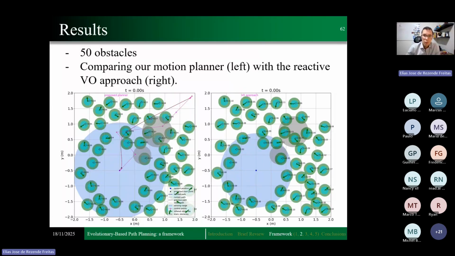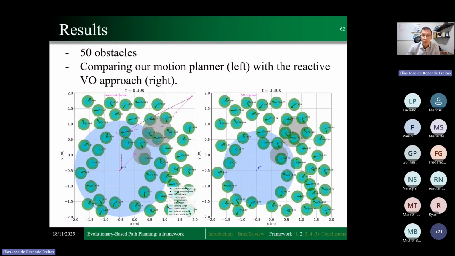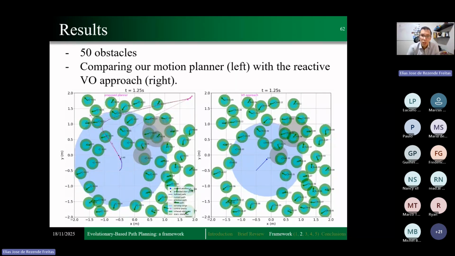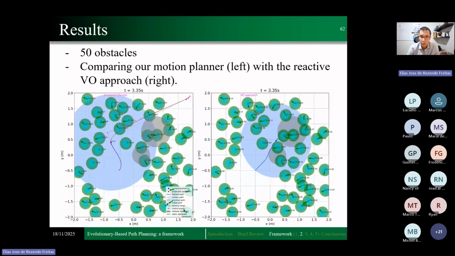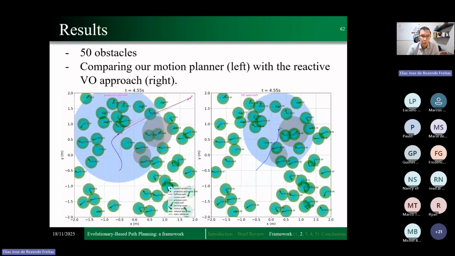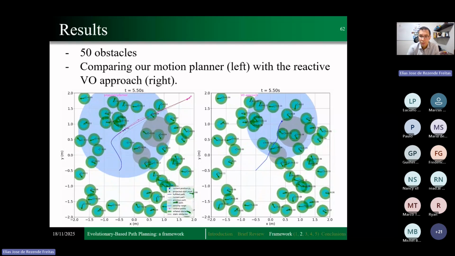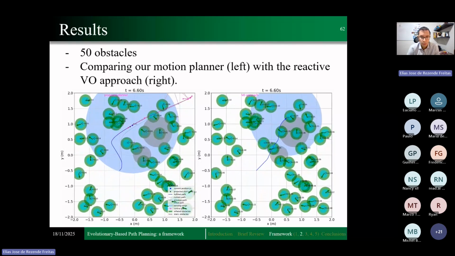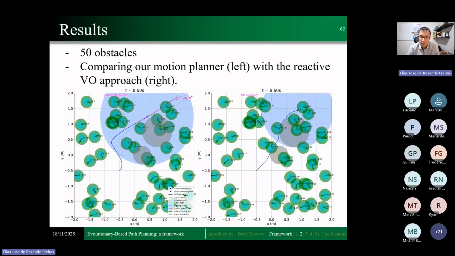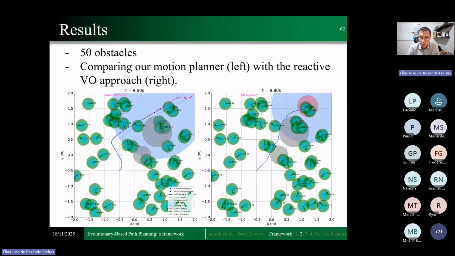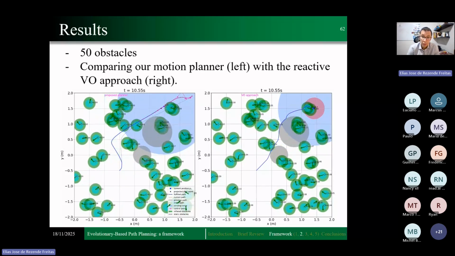Next, we can see a comparison in a cluttered scenario, 50 obstacles. On the left, our motion planner, and on the right, the reactive velocity obstacle approach. Our method successfully satisfies all constraints, including curvature and speed limits. However, the reactive VO approach failed, causing the robot to stop or even leading to an unfeasible scenario, causing the collision.